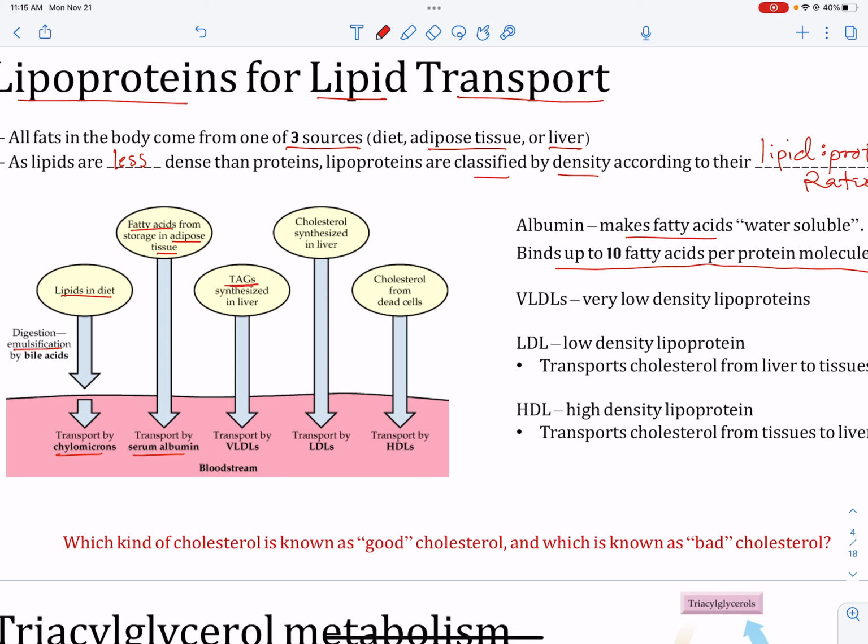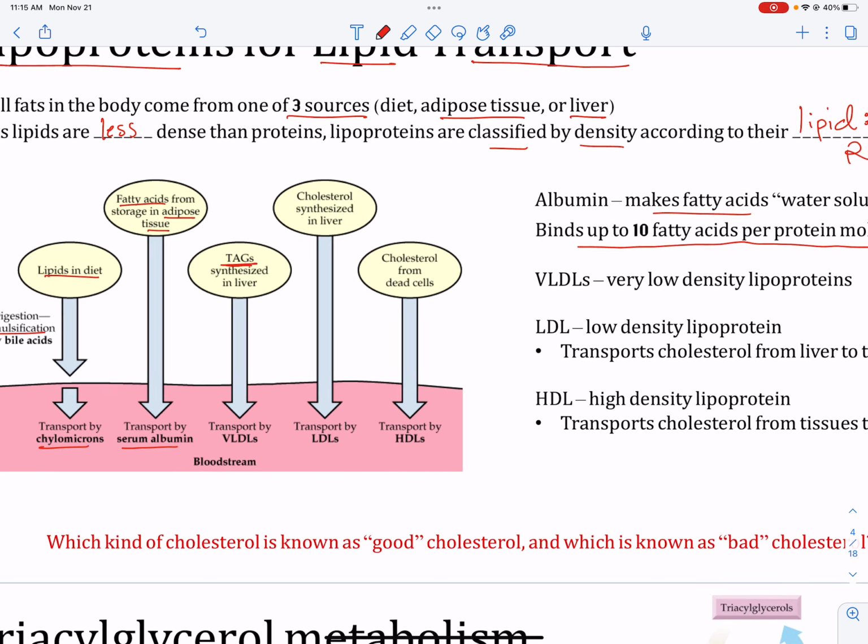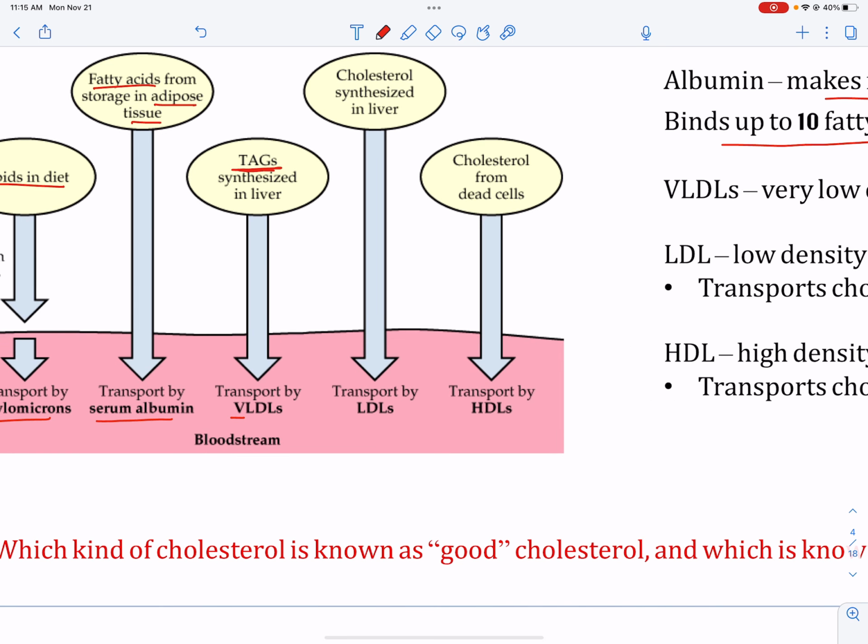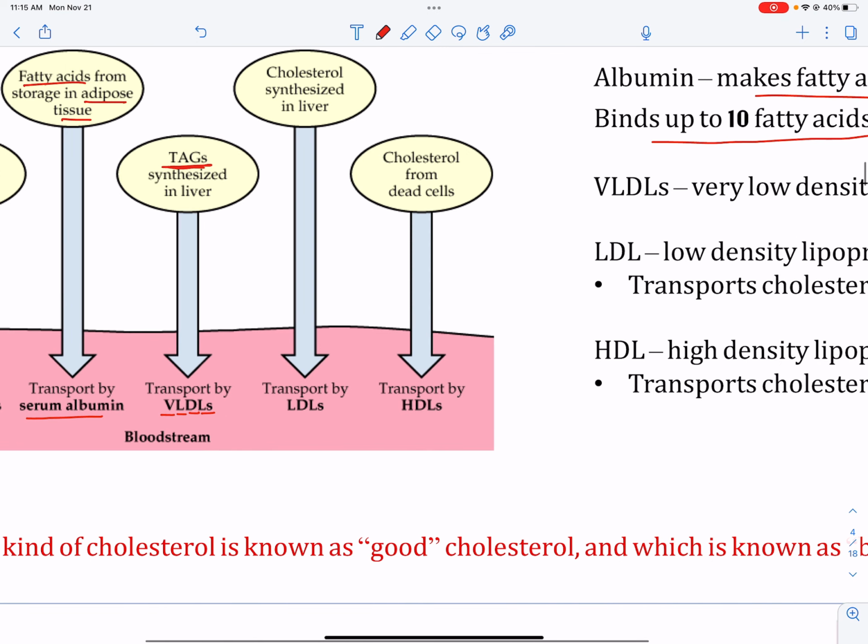Triacylglycerols, TAGs, that are synthesized in the liver, these are going to be transported by very low density lipoproteins, VLDLs, so mostly made up of lipids. That's why they have a very low density. And then cholesterol, so we have two different kinds for cholesterol. Cholesterol that's made in the liver is going to be transported to tissue, to cells. So the liver is sending it out to the rest of the body.